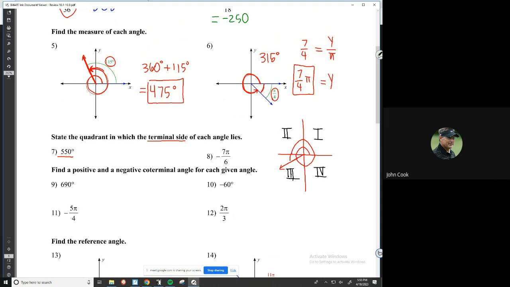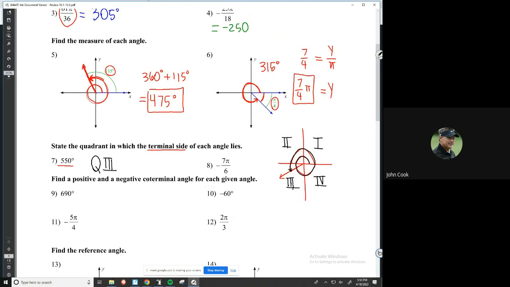Okay, so just like how the angle goes counterclockwise, we start at 1, 2, 3, 4, and then 1, and then 2, and then we end at 3. So that's the path of our angle, 550 degrees, and we go to quadrant 3. So Q3 is what I'd write there.